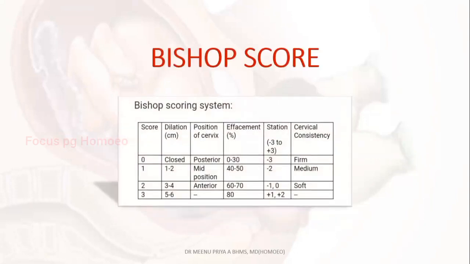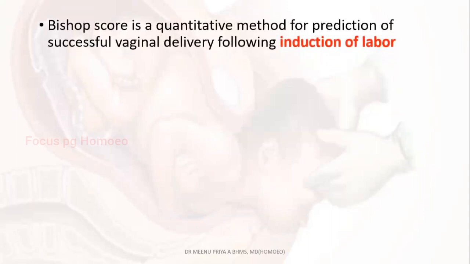Next is Bishop score, very important. We were speaking of head station and cervical effacement, so we'll see what the Bishop score is. Bishop score is a quantitative method for the prediction of successful vaginal delivery following induction of labor. This phrase is very important. So Bishop score is to assess what? It is to know the progression of labor after inducing labor. Induction of labor is done for whatever reasons, and to assess the progress of the labor, Bishop score is done.